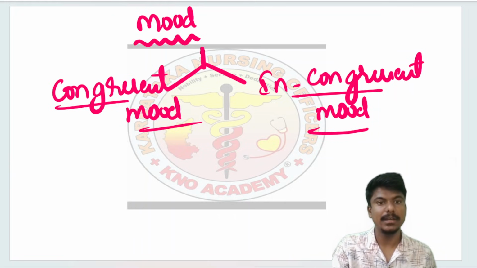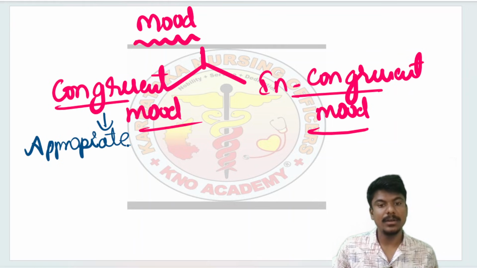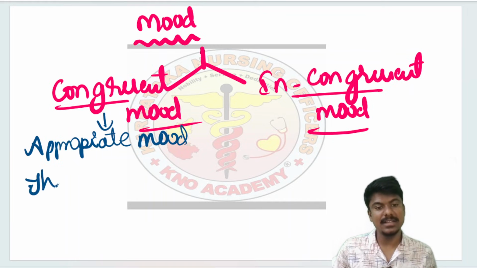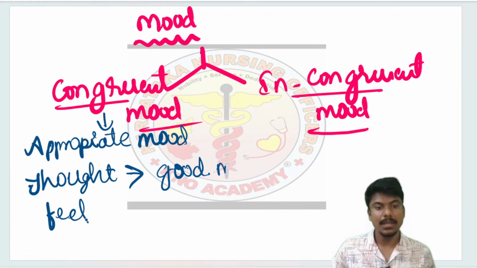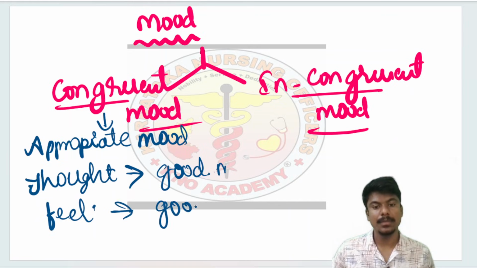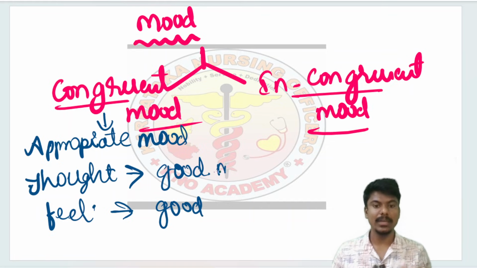You can see here, in congruent mode the person will have an appropriate mode. Congruent mode can be called appropriate mode. If the person is having good thoughts, thinking of good, he'll have a good mood. Good thinking is there, so he will also feel good. But in incongruent mode, what will happen?